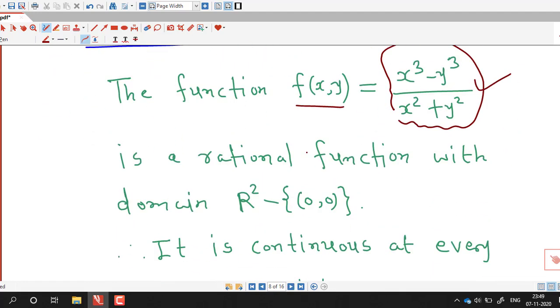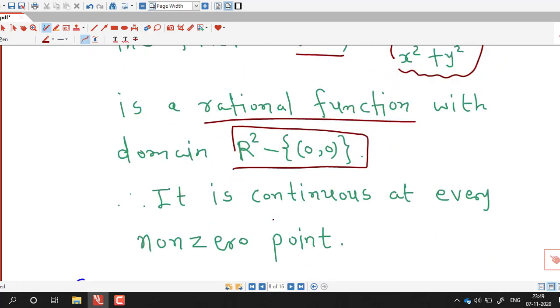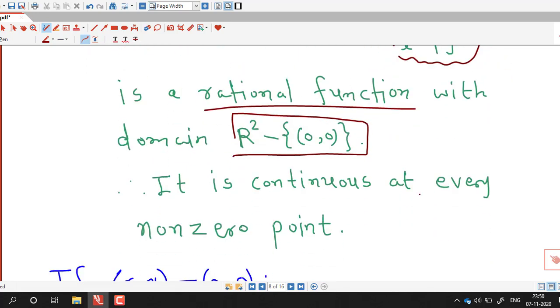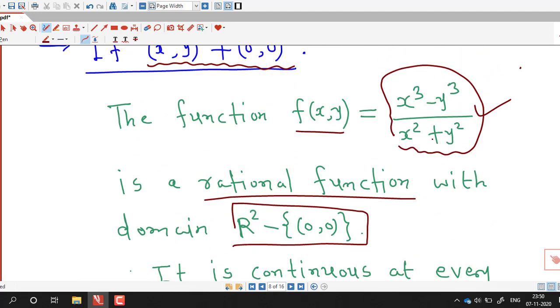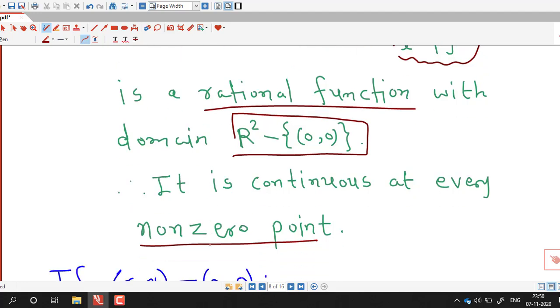So we can write the function f(x,y) equal to x cube minus y cube over x square plus y square is a rational function with domain R2 minus origin. R2 means xy plane. So it is a rational function with domain, the set of all points in the plane which are different from origin. So we know that rational function is continuous at every point at which it is defined, and this rational function is defined at every non-zero point. Therefore, it is continuous at every non-zero point. Now we discuss the continuity at origin.